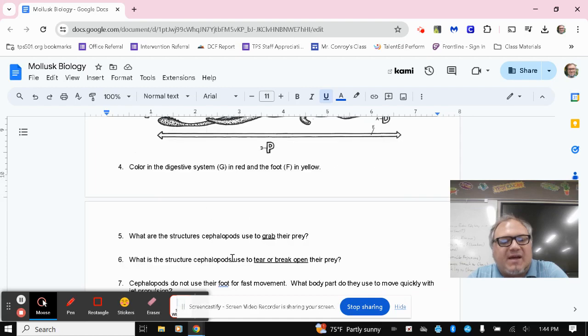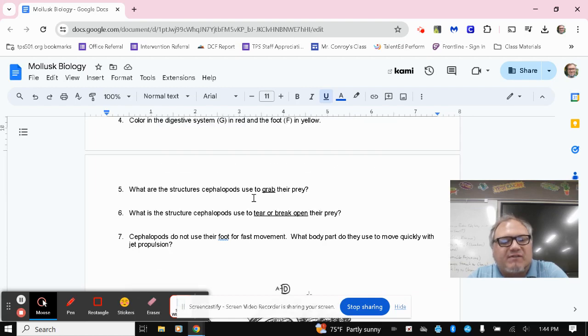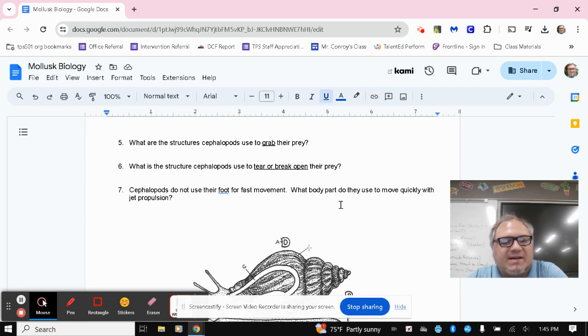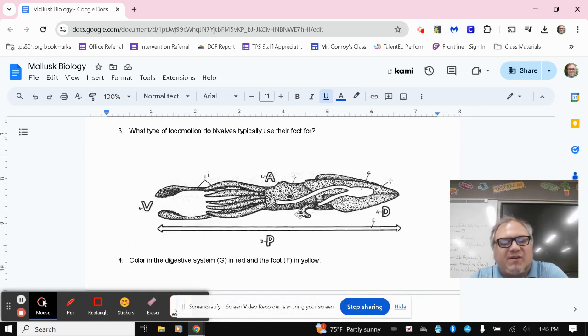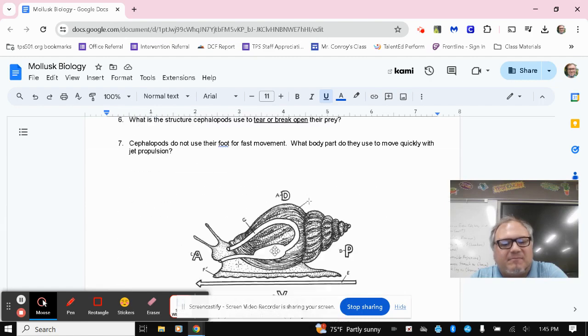For the cephalopods, I want to know what are the structures cephalopods use to grab their prey specifically, and what is the structure cephalopods use to tear or break open their prey? After they've gotten a hold of it, how do they break it into smaller pieces if it's something with a really tough shell, which they tend to specialize in? And then cephalopods do not really use their foot for fast movement. What part of their body do they use to move quickly with jet propulsion? So again, I'm looking for a specific body part that's indicated on them.